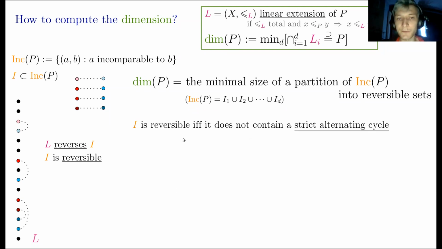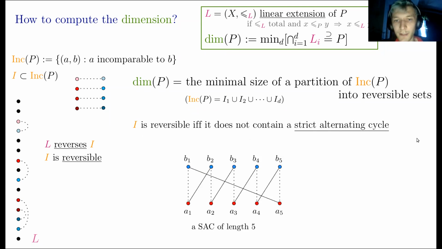I is reversible if and only if it does not contain a strict alternating cycle. And what is a strict alternating cycle? It is such a structure. So I have A1, B1, A2, B2. I have pairs from I. So A1, B1 is from I, A4, B4 is from I, and so on. And I have comparabilities like this one, and that's why it's called a cycle. And I will not prove this. I will just show an intuition why one of the directions is true.